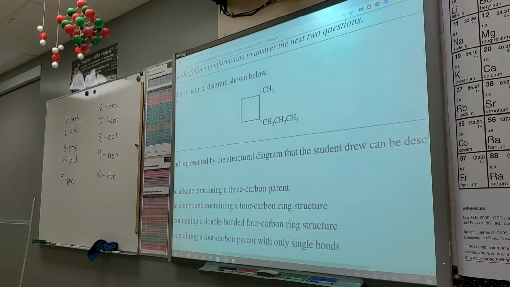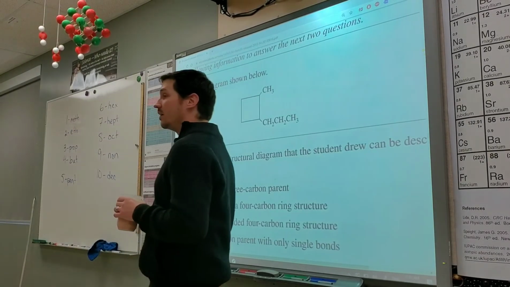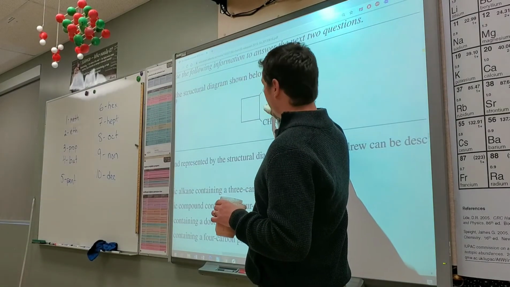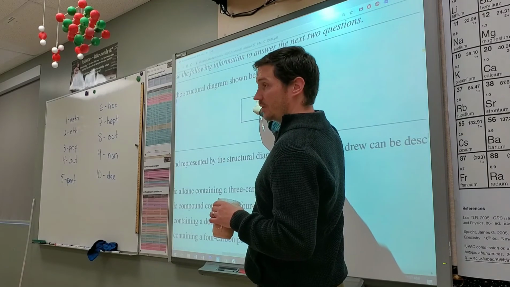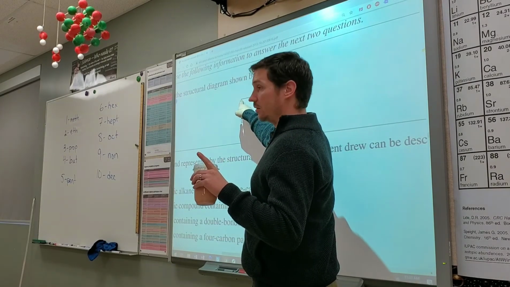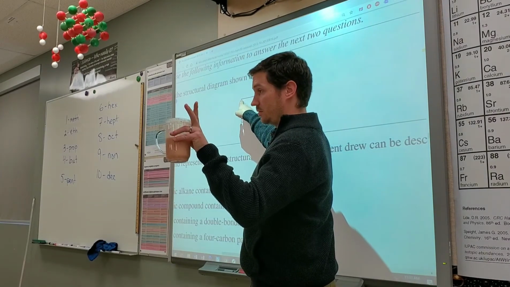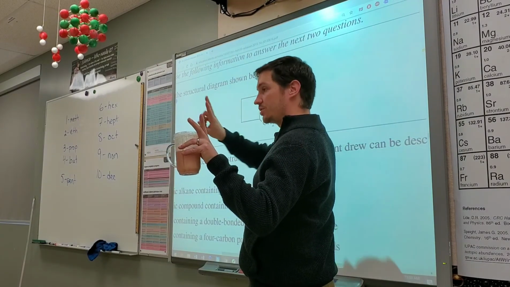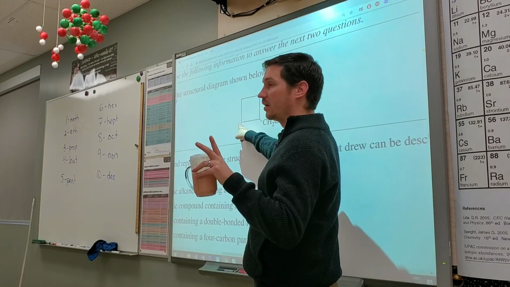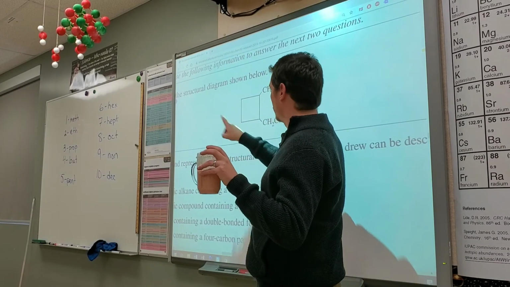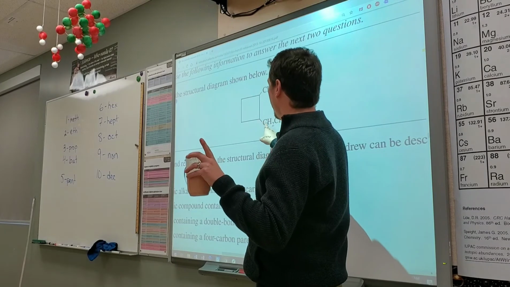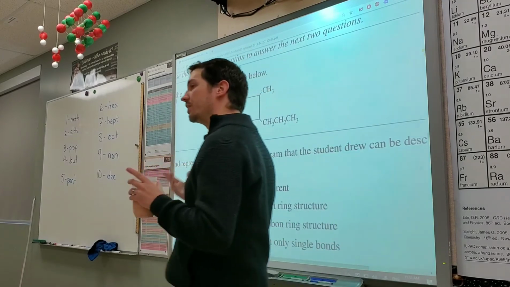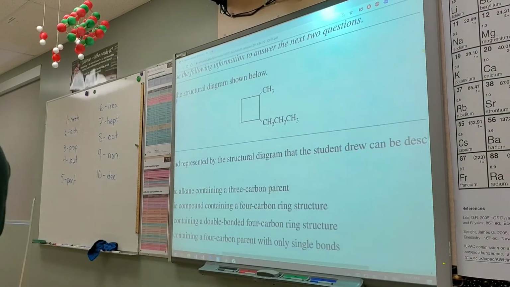Maybe redraw this and count them up. Aiden, how many hydrogens are right here? 3. Okay, how about here on this carbon? 1. Because there's two bonds going into it, right? So there's 2 extra bonds. How many there? 2. How many there? 1. And then 2, 2, 3. So if we added all of those up, we could figure out what the chemical formula is.